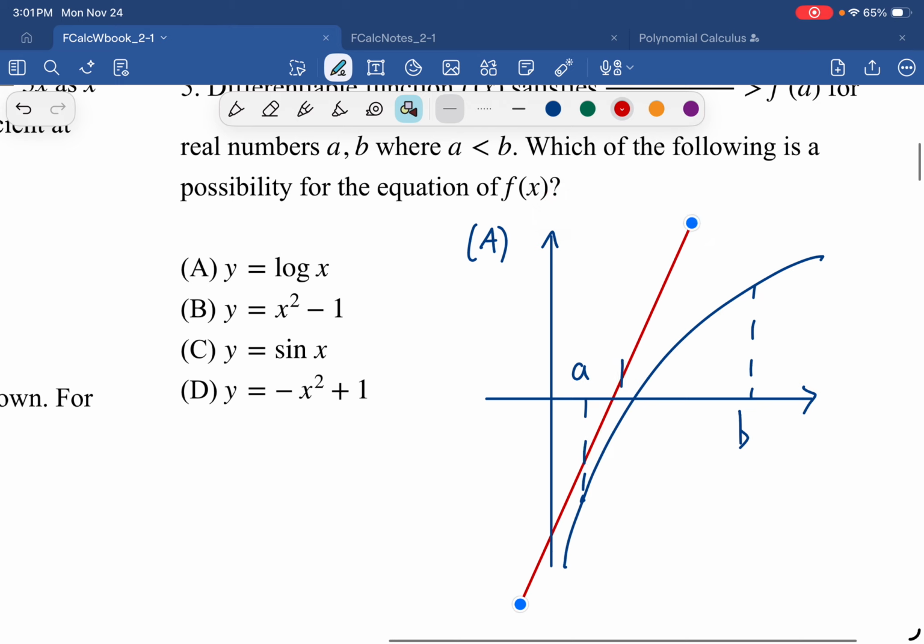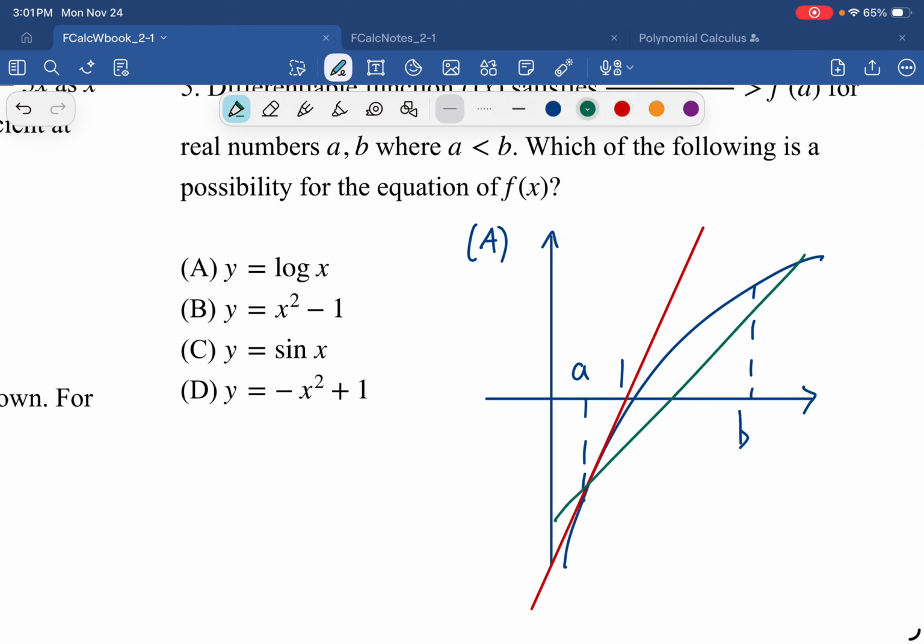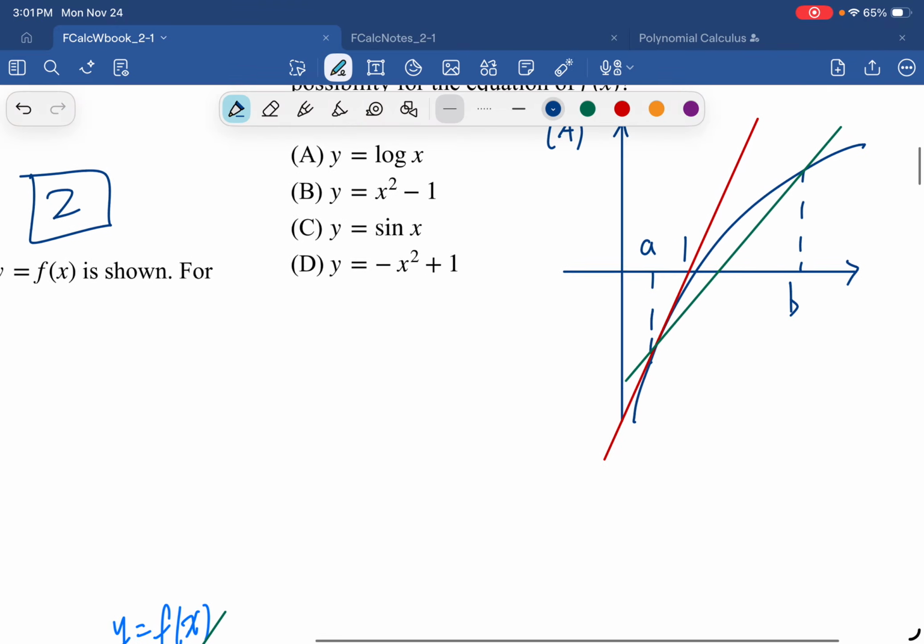And the slope of the secant line is like that. So it's less than the slope of the tangent line. So log of x cannot be an option for our conditions. All right, so the next curve is x squared minus 1.